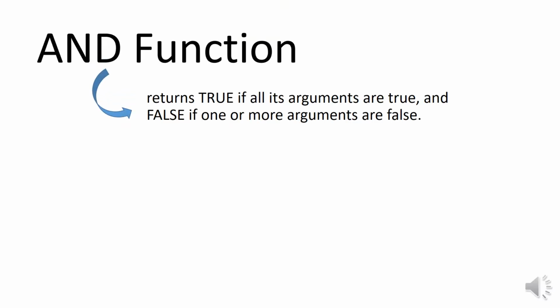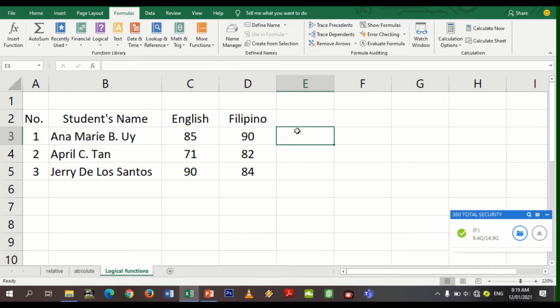The AND function returns true if all its arguments are true, and false if one or more arguments are false. This time, I'm going to show you the process or the correct steps in using the AND logical function.